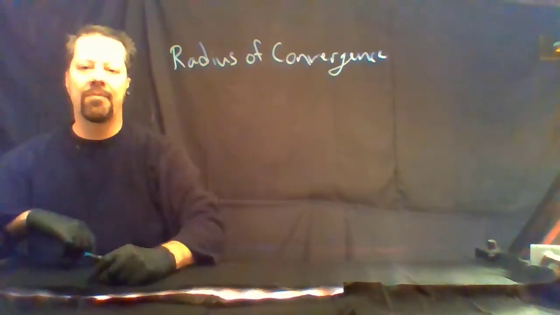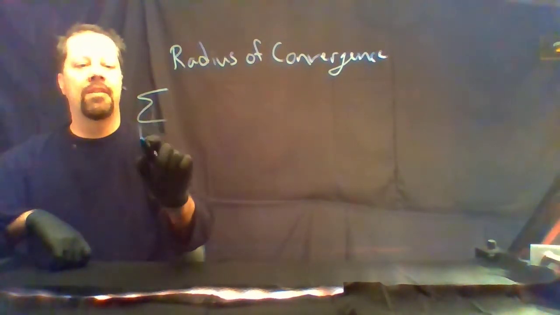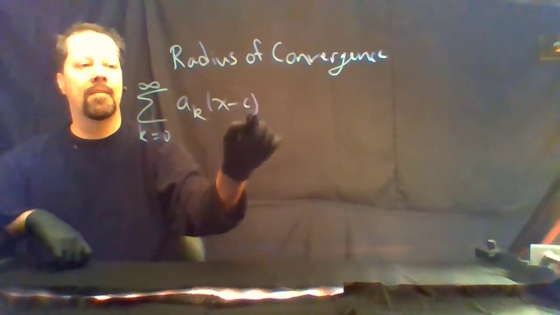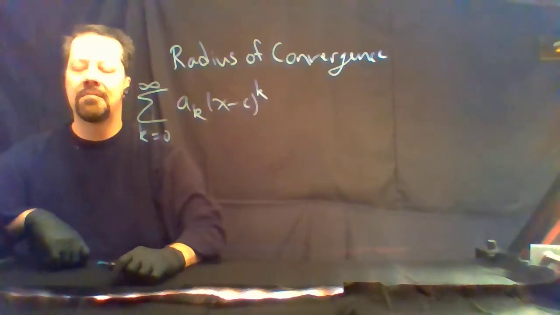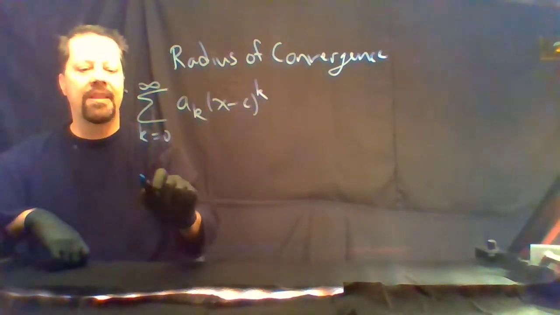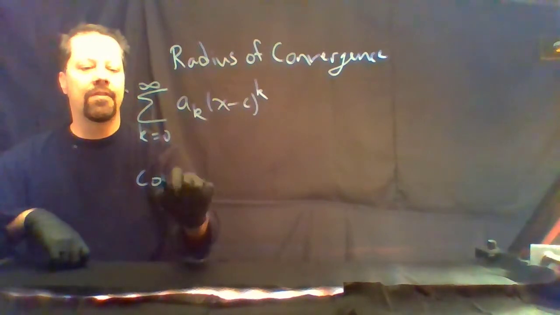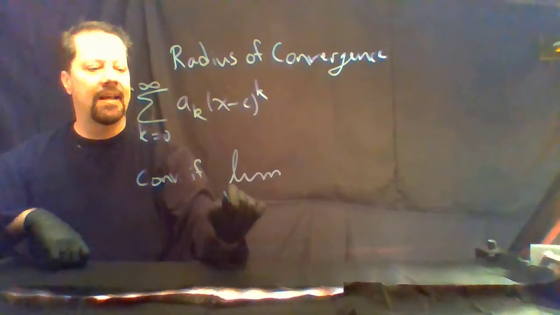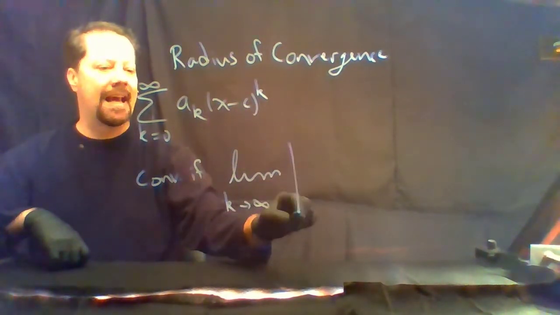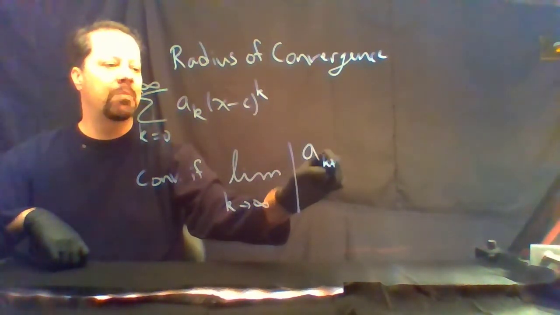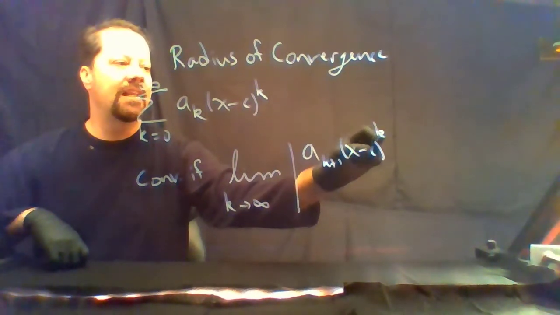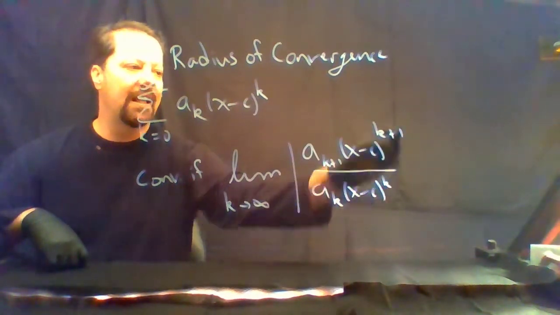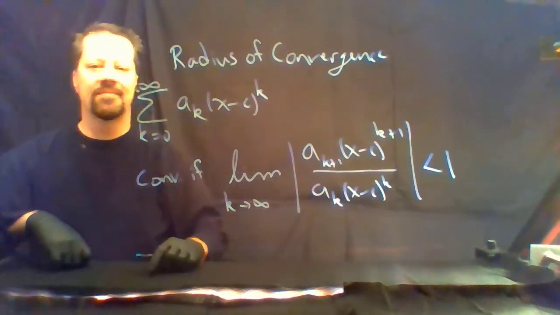That can be obtained from the ratio test. If you start with a series of this form, a generic power series, then by the ratio test we get convergence if the limit as k goes to infinity of the absolute value of a sub k plus 1 times (x minus c) to the k plus 1, divided by a sub k times (x minus c) to the k, is less than 1.